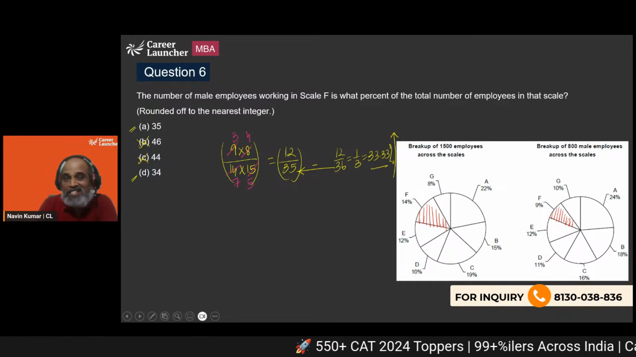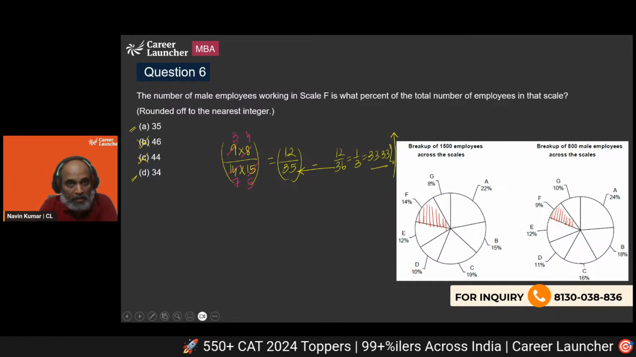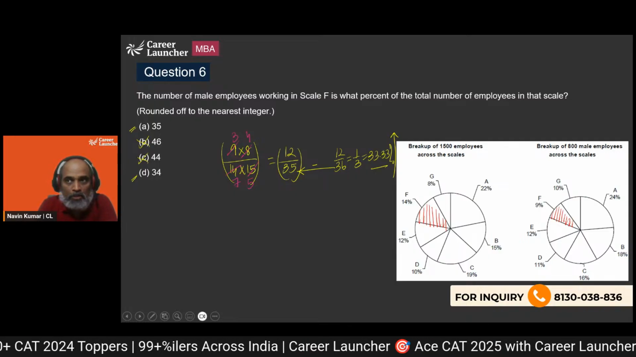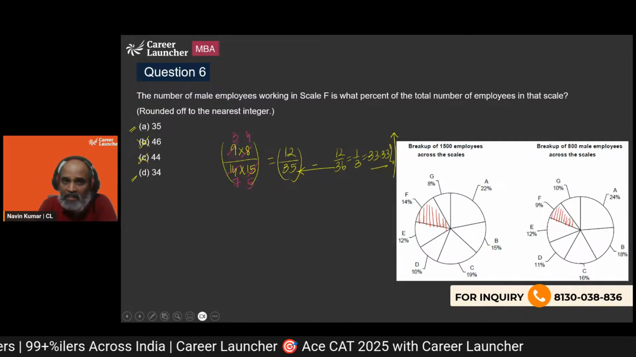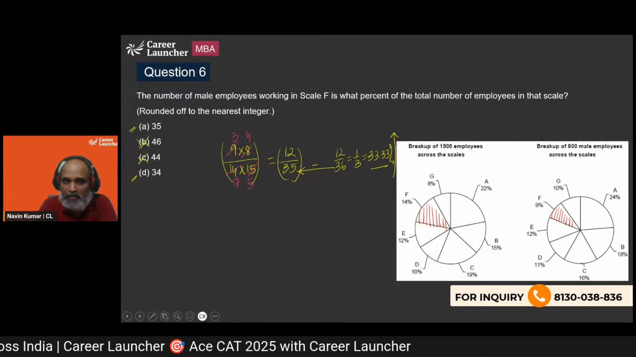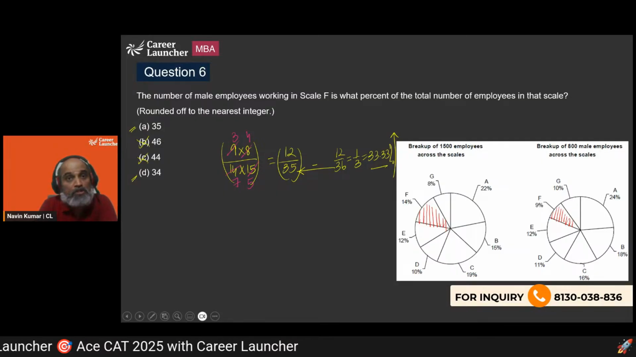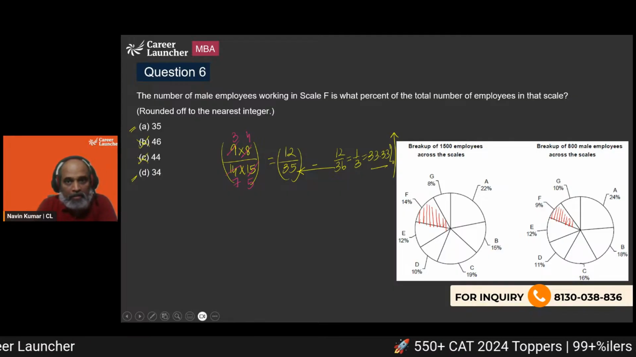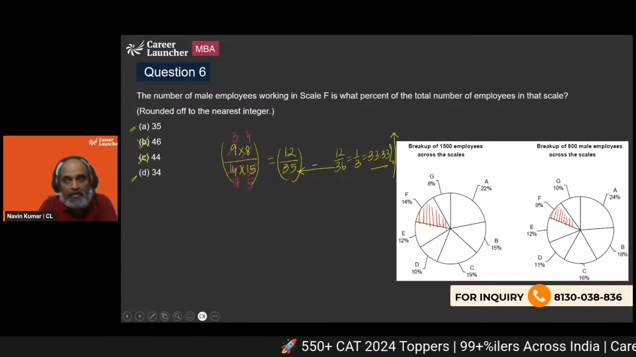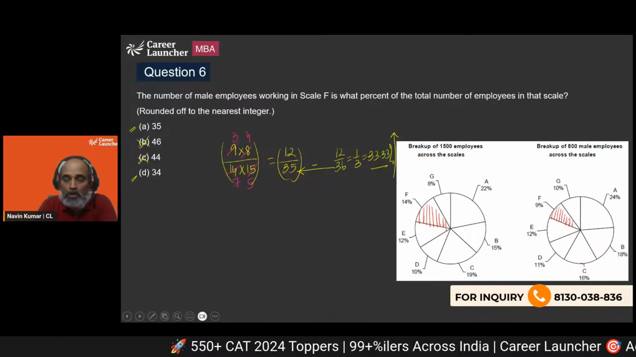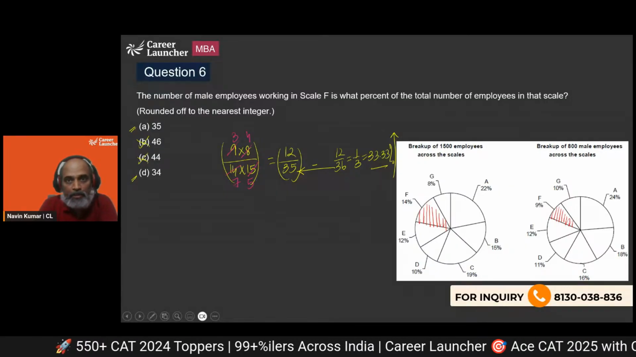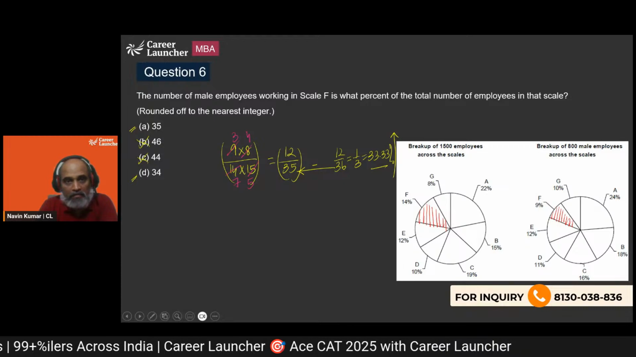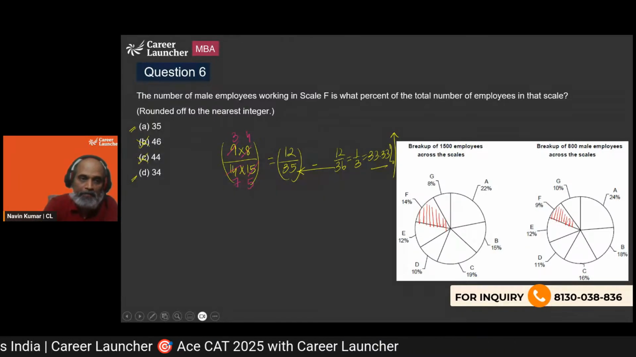Now the question arises, is it going to be 35 or is it going to be 34? Because we are asked to round off to the nearest integer. So if it is 33.9, it's 34. If it's 34.6, it's going to be 35, right? So by rounding off, making an assumption, doing an approximation, we eliminated 2 options. But now since the 2 remaining options are close, we'll have to make sure that we calculate it properly.